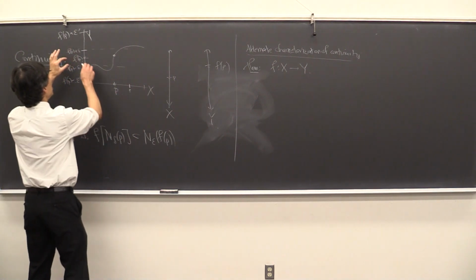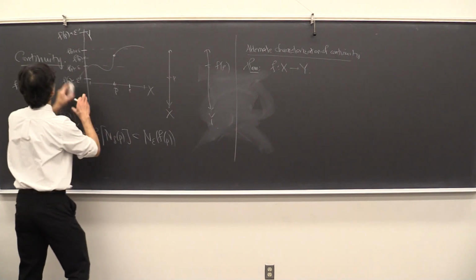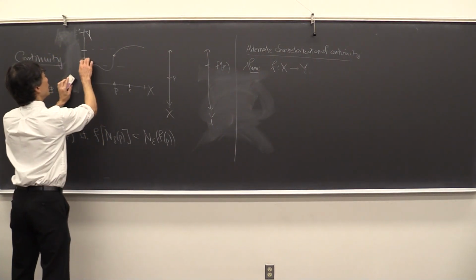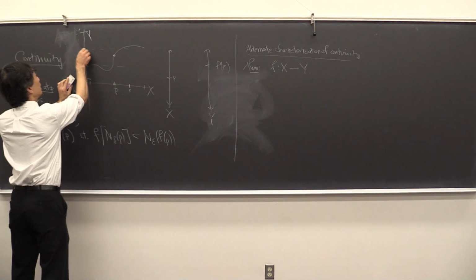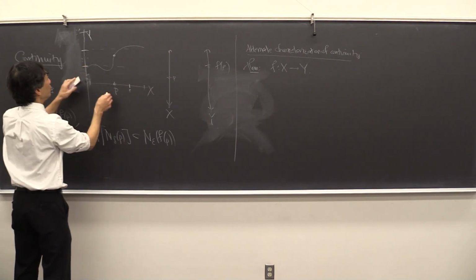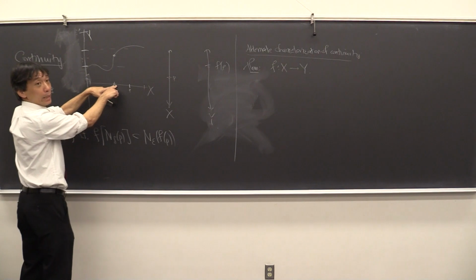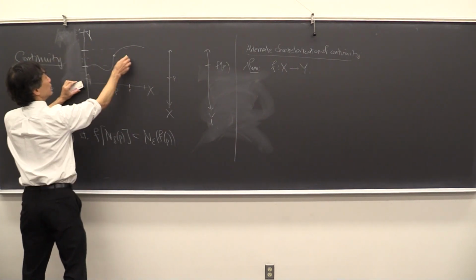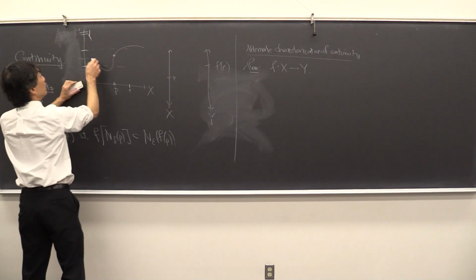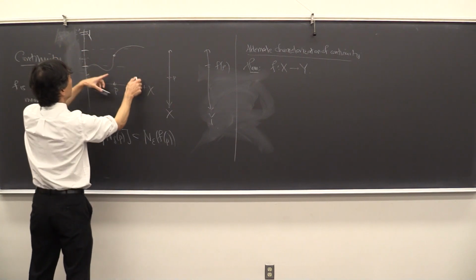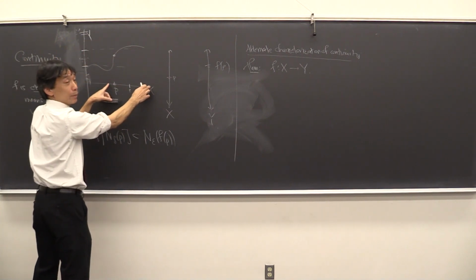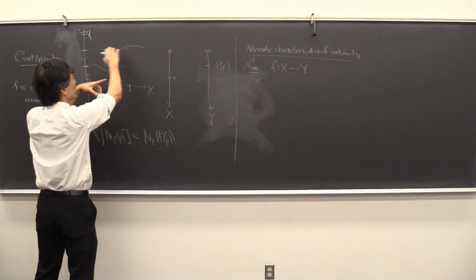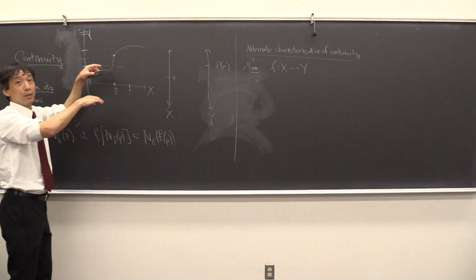So if I take this point and I take an epsilon like this, then my delta is this one here. If I take this point and I take the same epsilon, well, my delta is actually quite big. I can take a much bigger delta here, because the function is flatter here, so it doesn't vary that much.